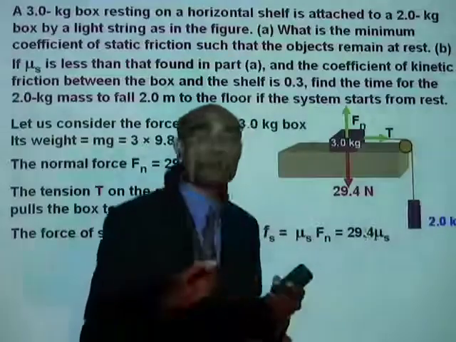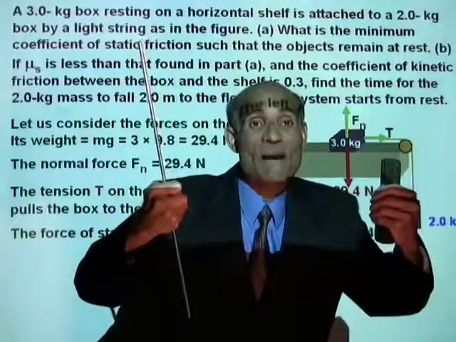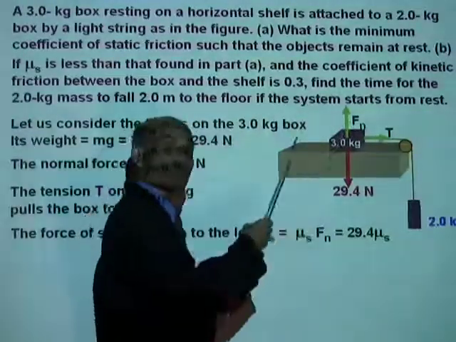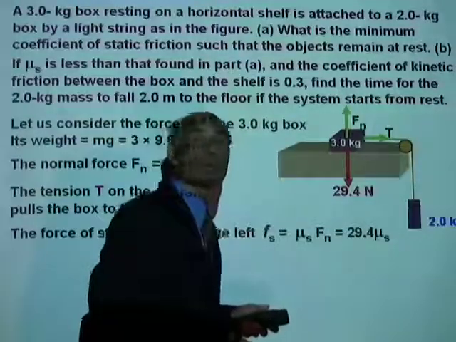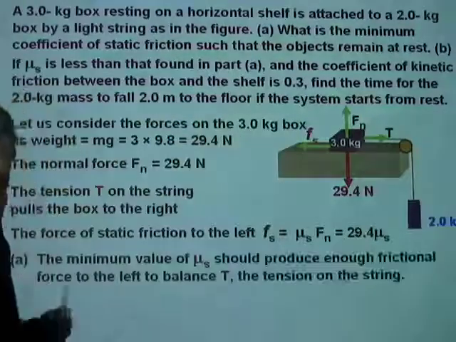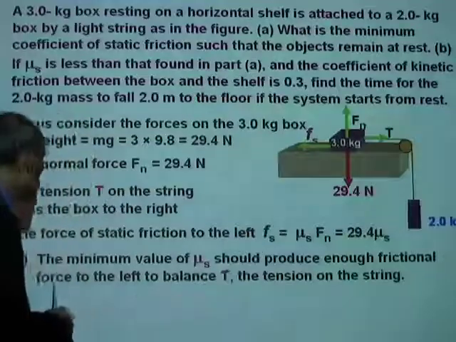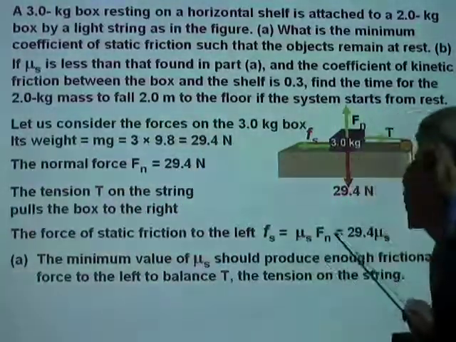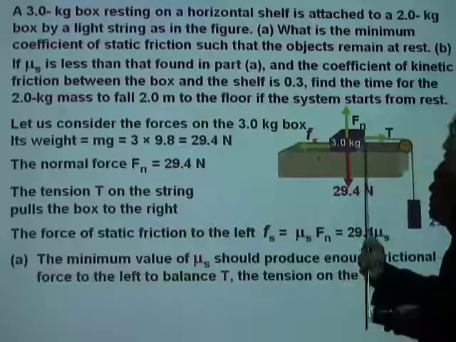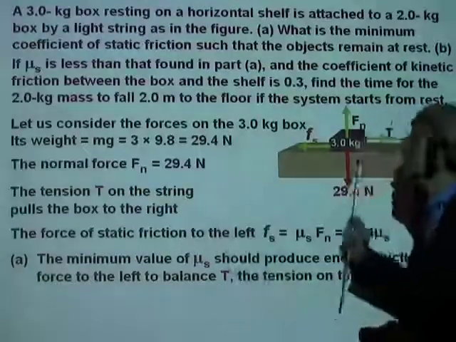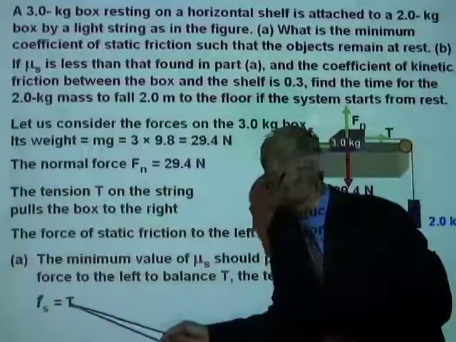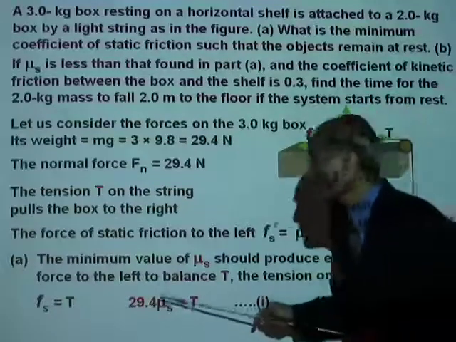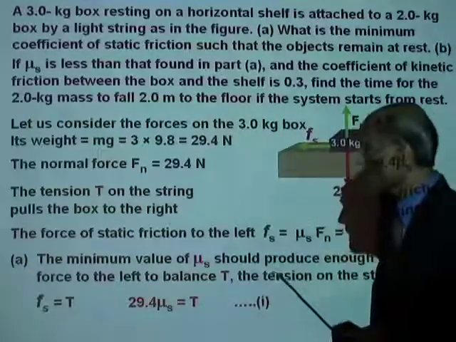Well, mu s has a minimum value when the forces acting on that object are balanced. The force acting to the right, which is the tension force, is balanced by the force acting opposite to that, which is the force of static friction, 29.4 mu s. Okay. Now, the minimum value of mu s should produce enough frictional force to the left to balance that tension force. Is that right? So, the value of mu will be minimum under this condition. Under what condition? T minus Fs equals 0, or T equals Fs. So, Fs in that state will be equal to T, or 29.4 mu s equals T. Now, there are two unknown quantities there, so we will leave it there as equation 1.